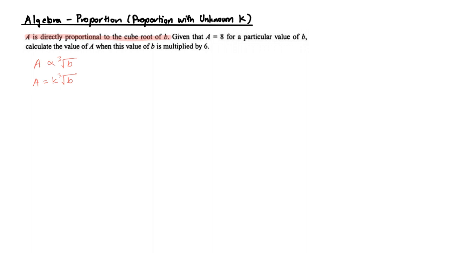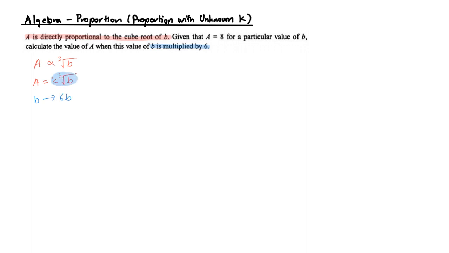Given that A equals to 8 for a particular value of B, again we don't know what the value of B is, just for a certain value of B. Now we calculate the value of A when this value of B is multiplied by 6. So now we know the changes in B. What used to be B will now be 6B because multiplied by 6.